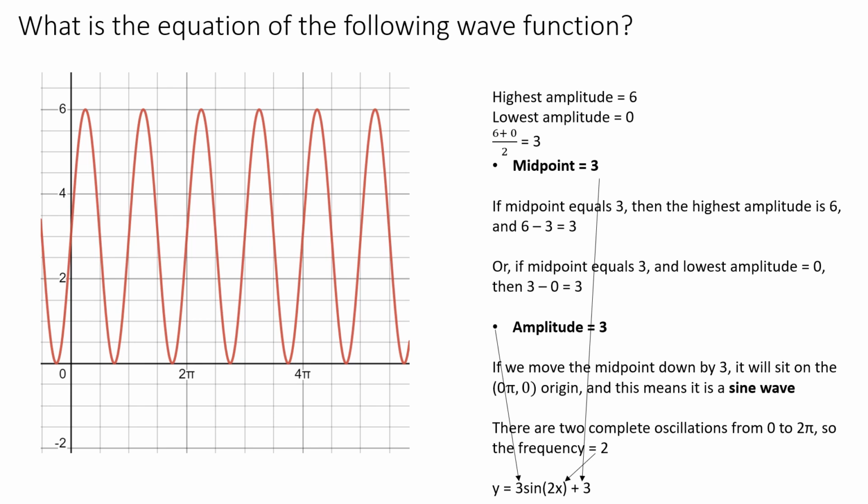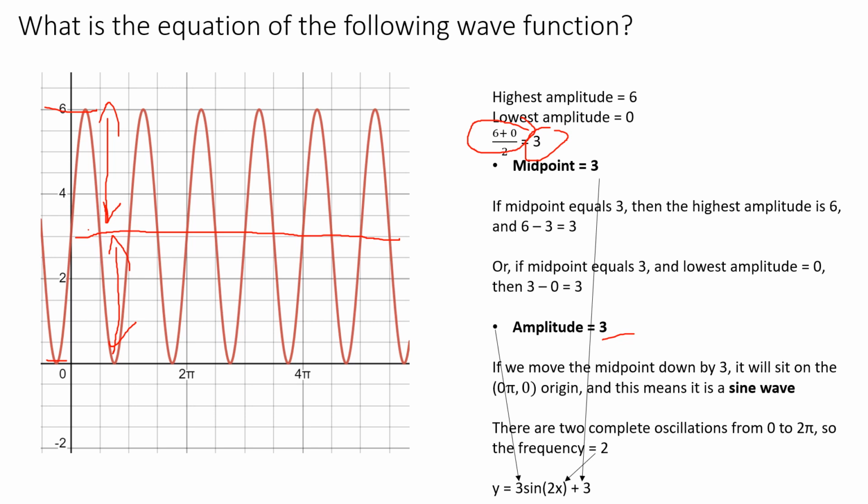Not that difficult. Let's find the midpoint first. My highest point is 6, right here. My lowest point is 0. 6 plus 0 is 6, divided by 2. So my midpoint is 3, and that looks right. Half are above, half are below it. And then what's the distance between 3 and 6, or 3 and 0? It's actually going to be 3. 3 plus 3 is 6, and 0 plus 3 is 3. So my amplitude is 3.